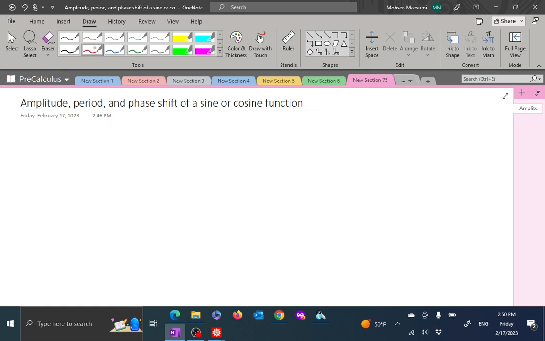For some reason, item number 4 is missing here. Just for the sake of completeness, I'm going to mention that as well. There was something called midline. We might as well put that in the list.